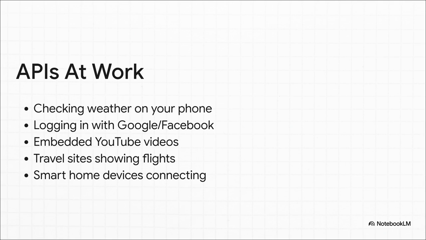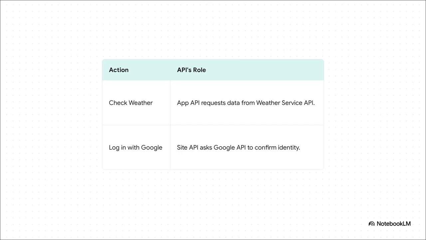Every single one of these things, checking the weather, logging into a site with your Facebook or Google account, even seeing a YouTube video playing on a news website, anytime one service is using info from another, you can bet there's an API, a waiter, doing all the hard work behind the scenes. It's basically this constant, standardized conversation happening millions of times a second all over the internet.